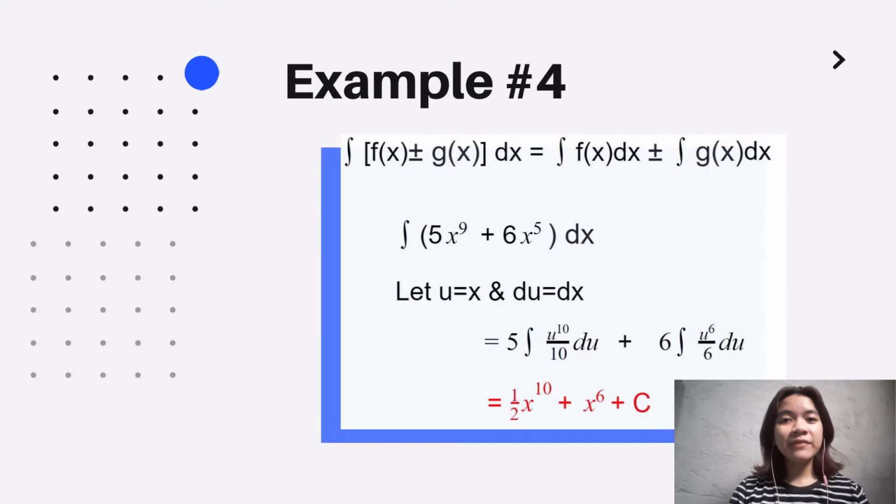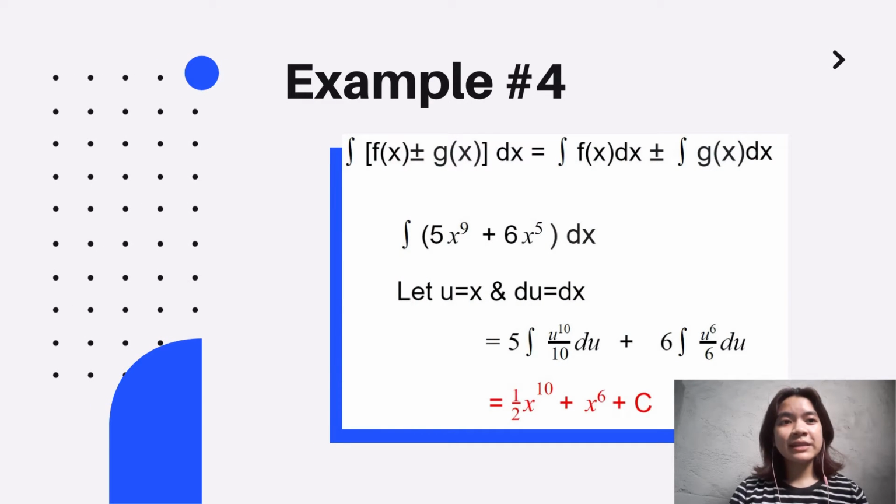For our fourth example, we have the integral of 5x raised to 9 plus 6x raised to 5 times dx. Here, we let u be x and du be dx. Substitute this and integrate, we'll have 5 times u raised to 10 over 10 times du plus 6 times u raised to 6 over 6 times du. Simplify, the answer is 1/2 x raised to 10 plus x raised to 6 plus c.